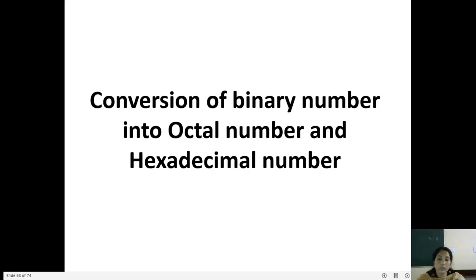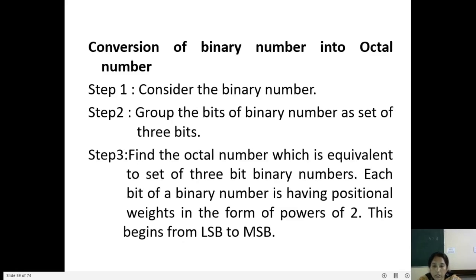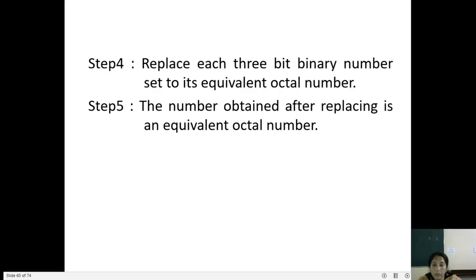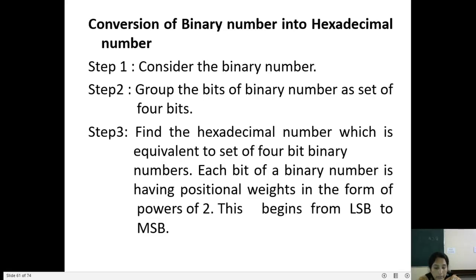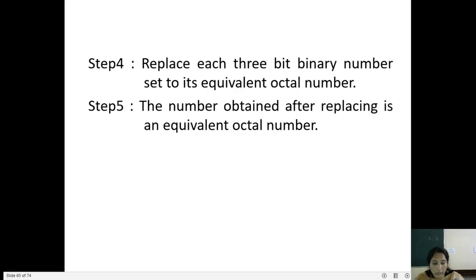Now we can see conversion of binary number into octal number and hexa number. First you want to consider what number you are converting, whether it is binary or octal. And then if it is binary, you want to group into sets of 3 bits, and then you want to place the number for that. For example, if it is hexa, okay, later on I will tell you the example.